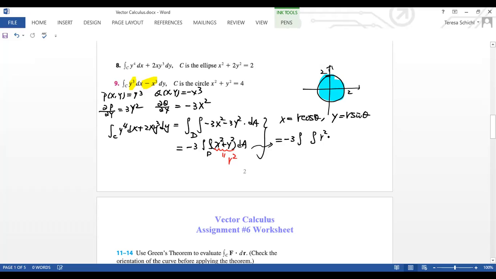And don't forget the Jacobian. So it's r, then dr d theta. Right? So what is r? From 0 to 2. And what is theta? From 0 to 2 pi. All right, so now the answer is pretty simple. You can just integrate that out, and the final answer will be negative 24 pi here.